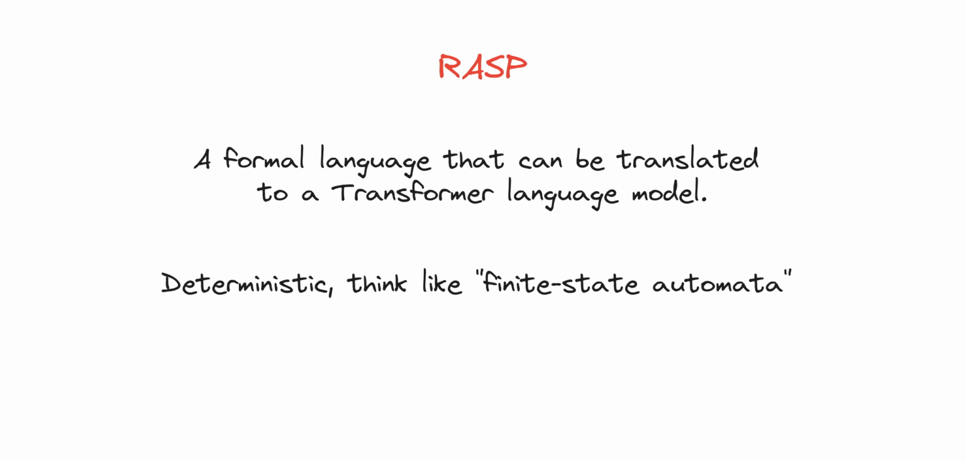RASP is a formal language that allows us to write simple deterministic code that is guaranteed to be translatable into transformer weights. Just as in the first section of this talk, we looked at the probabilistic properties of these models and abstracted away the transformer part. In this section, we'll look at the transformer structure, but abstract away the probabilistic or stochastic part of the model. Basically, we're going to be building these little finite state automata-like machines that represent transformer properties.